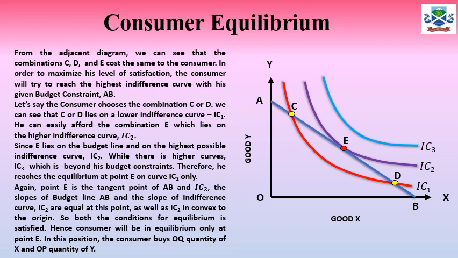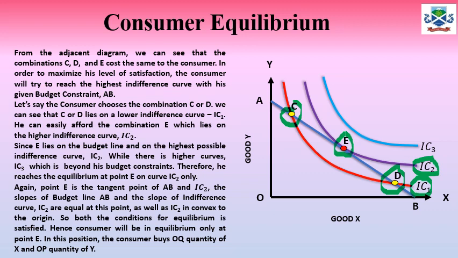Now let's say the consumer chooses the combination at point C or D. You will find that these two points are on IC1, the lower indifference curve. So C and D lie on the lower indifference curve IC1. He can easily afford the combination E because he spends the same amount. Point E lies on IC2, the higher indifference curve.